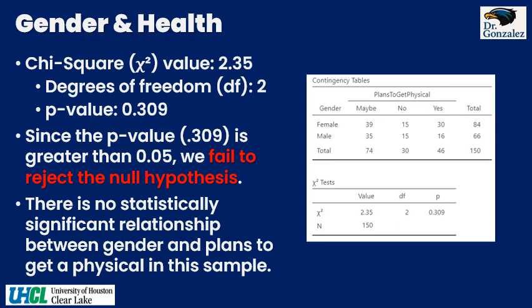So again here, the chi-square value was 2.35 with 2 degrees of freedom. The p-value is 0.309. The p-value is greater than 0.05, so we are going to retain or fail to reject. Same language, but I like to say retain the null, because remember, we're pessimists in statistics and we always assume that there's no relationship. So instead of failing to reject the null, I want to say I'm going to retain it. So what does that mean? There is no statistically significant relationship between gender and plans to get a physical in that particular sample.